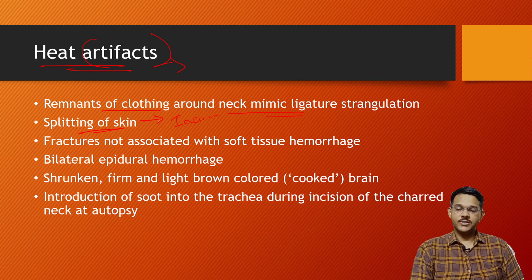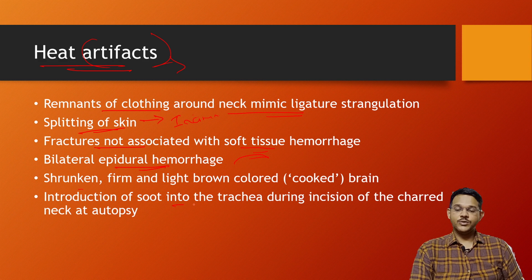caused by the burns. A fracture may occur, though the person may not have met with any assault, and soft tissue hemorrhage may be seen because of the increased heat. There may be bilateral epidural hemorrhage, that is, an epidural hematoma may be formed. As I mentioned, epidural hematoma caused by burns is very diffuse compared to epidural hemorrhage caused by injury. Then the brain may become shrunken, firm, and light brown in color.